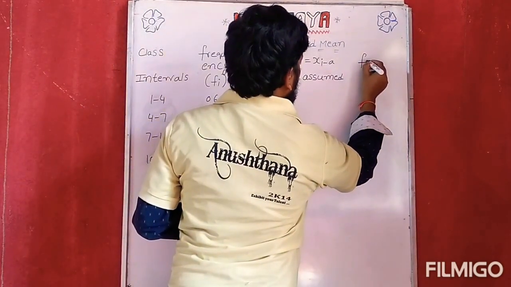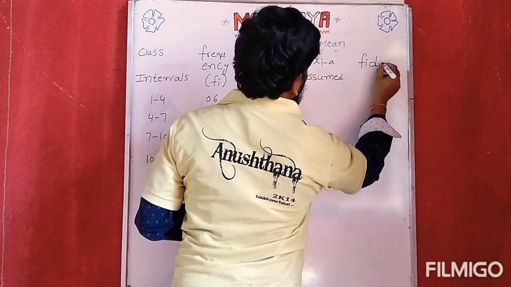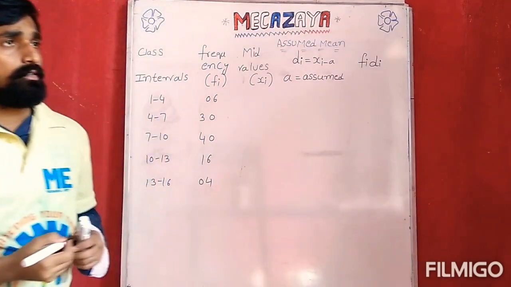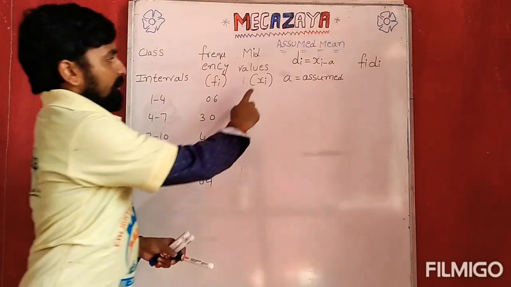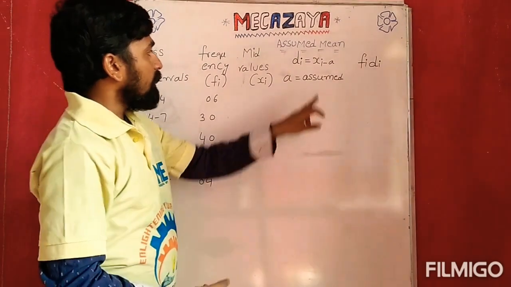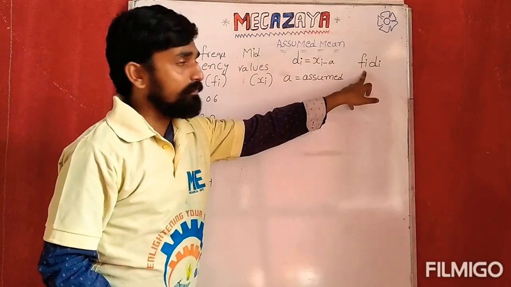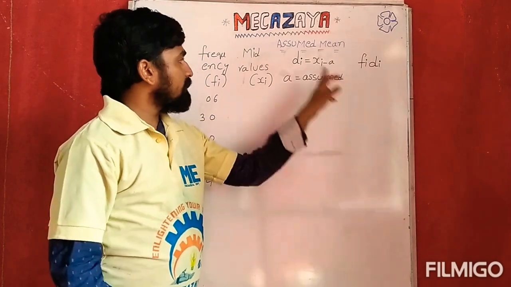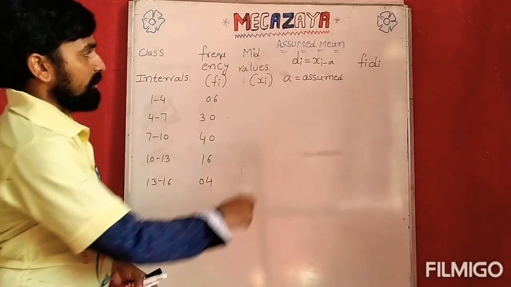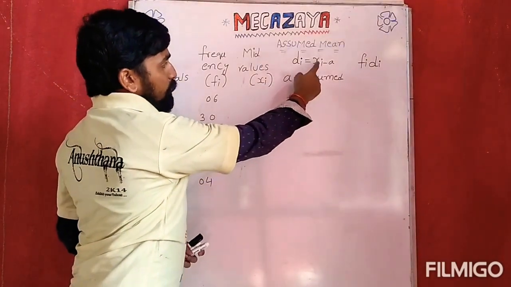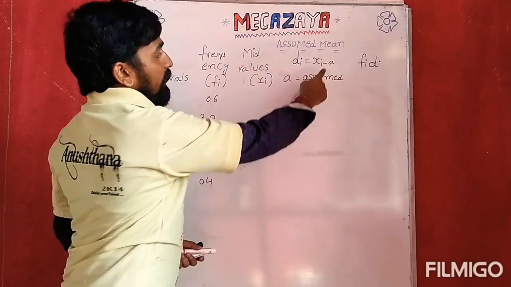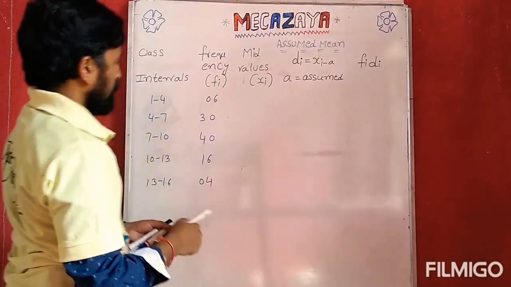Here it will be fi di. So listen, in the earlier method we chose fi xi, but here it will be fi di. Why? Because a new term is introduced here. That's why we are multiplying frequency with di. di is nothing but deviation. So what is the deviation formula? Deviation equals xi minus a, where a stands for assumed mean.